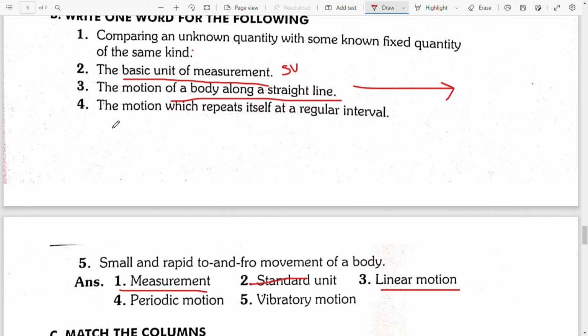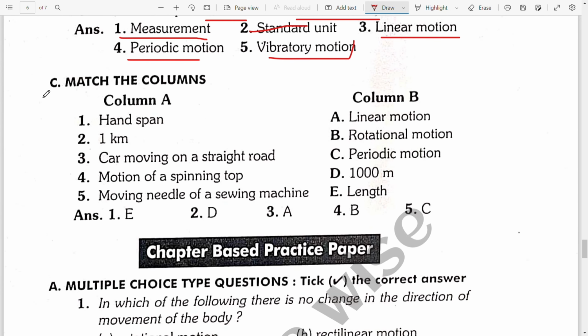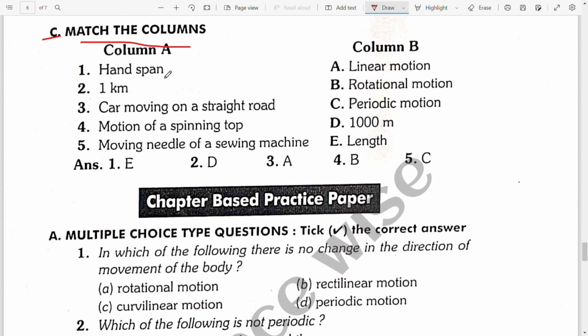Fourth, the motion which repeats itself at regular interval is known as periodic motion. Fifth, small and rapid to and fro movement of a body is vibratory motion. Question C. Match the column. Hand span. Hand span is used to measure length. 1 kilometer is equal to 1000 meter.